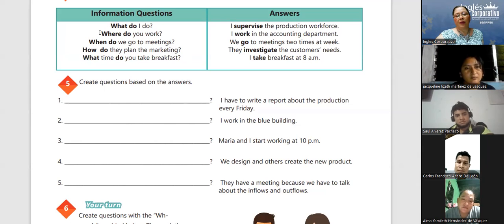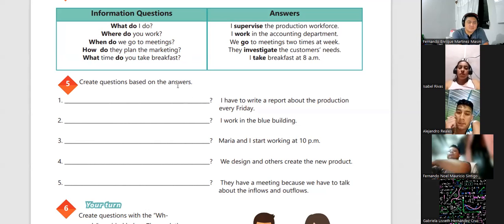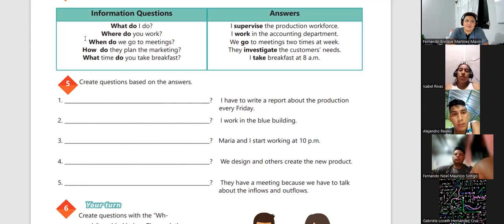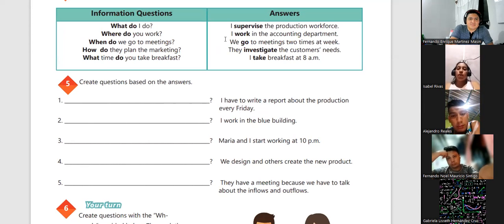Jacqueline and Saul. Where do you work? I work in the coding department. Okay, so now let's continue with Fernando Enrique and Isabel. Fernando Enrique tiene apagado el micrófono. Perdón. Sorry. Where do we go to meetings? We go to meetings two times a week. Aquí sería a week, no at. Aquí solo es a week. Es un typo, un errorcito de dedo por ahí.